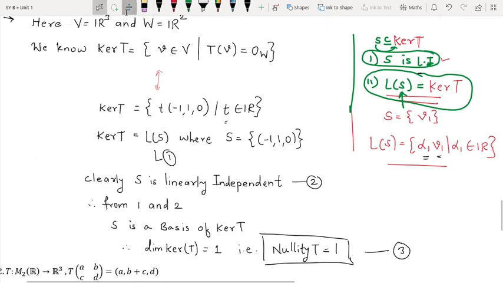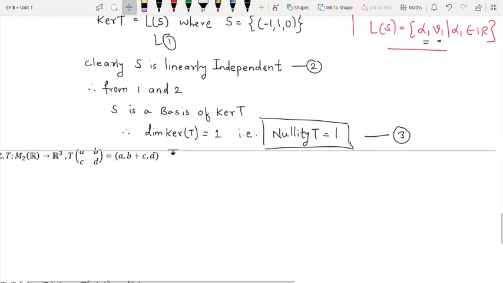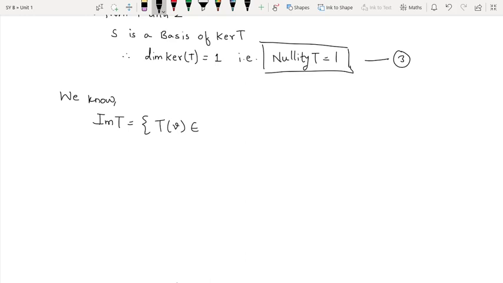Now we are supposed to find the rank of t. So again I will make some space over here. I will first write down the definition of the image of t. So we know the image of t is equal to the set of all t of v belonging to W such that v belongs to what? V. So this fill in the blanks you can do. Now I will directly write down the image of t, which we have already done.